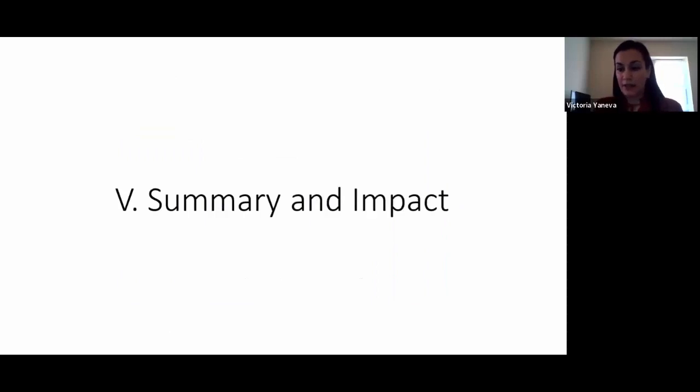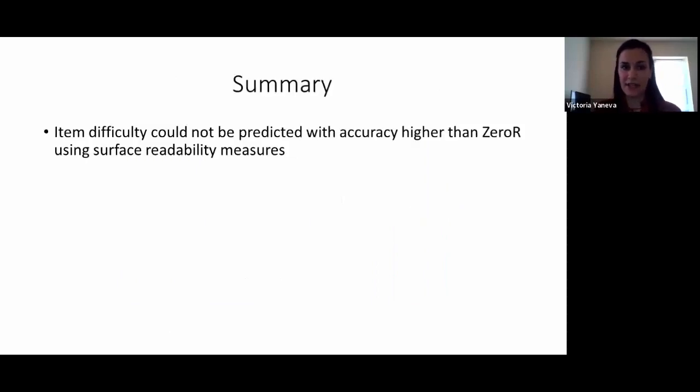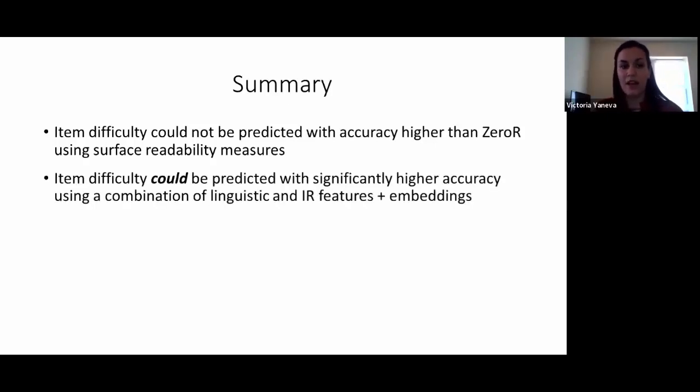And to conclude, in summary, item difficulty could not be predicted with accuracy higher than chance using the surface readability measures. So these would be the word length in syllables, sentence length, and so on. They did not outperform the 0R.